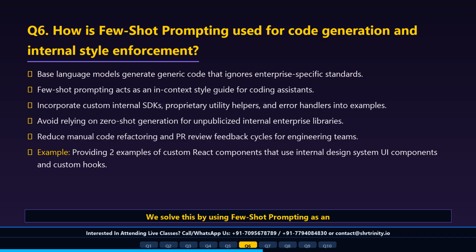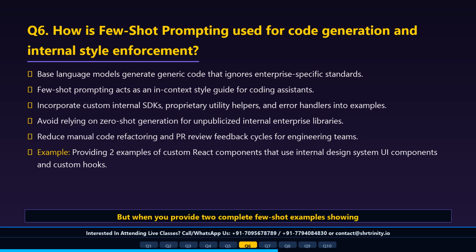We solve this by using few-shot prompting as an in-context style guide. By placing 2 or 3 exemplary code snippets into the prompt, we demonstrate exactly how our engineering organization expects code to be written. Let's walk through the purpose of the React component example. Imagine your company built an internal UI design system with proprietary components like PrimaryButton and custom state hooks like useAuthSession. In a zero-shot prompt, the model would output standard HTML button elements and generic React state hooks.